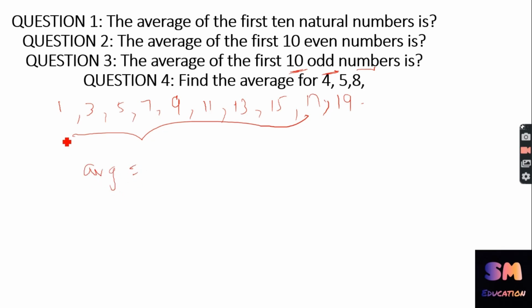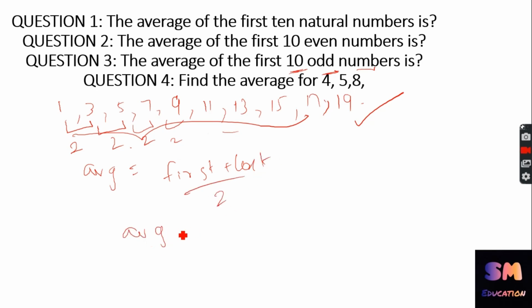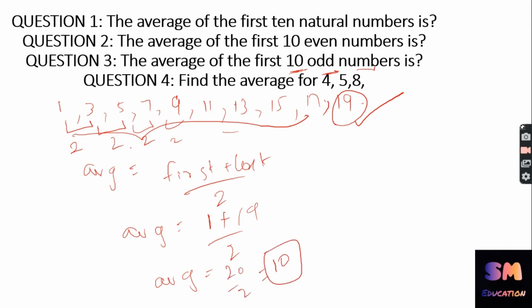Now we can see here also the common difference is the same. 3 minus 1 is 2, 5 minus 3 is 2, 7 minus 5 is 2. So as the common difference is the same in the series, we can use the formula first number plus last number by 2. What's the first number in the given data set? It is 1. And the last number is 19. 1 plus 19 gives you 20 by 2, that is 10. So the average of first 10 odd numbers is 10.